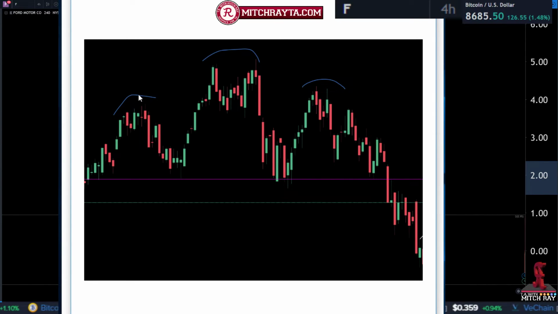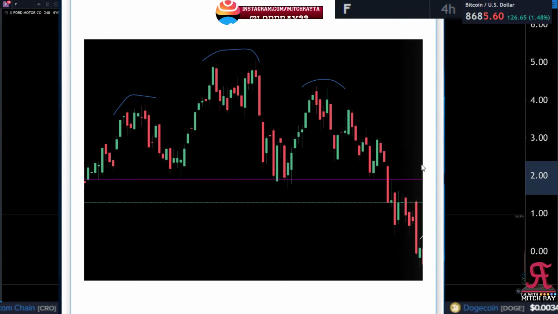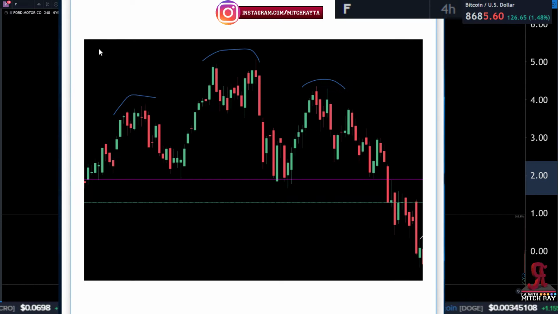Left shoulder, head, double head, right shoulder, neckline, right? You got the collar of the neckline. And so once you broke it, this definitely made the measure move. I just don't have it pictured. I don't know, this is an older head and shoulders, but it checks out.